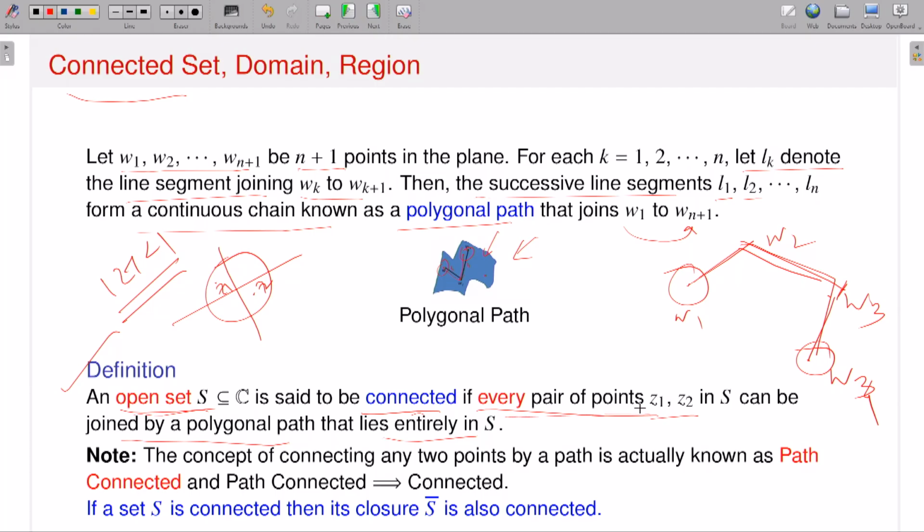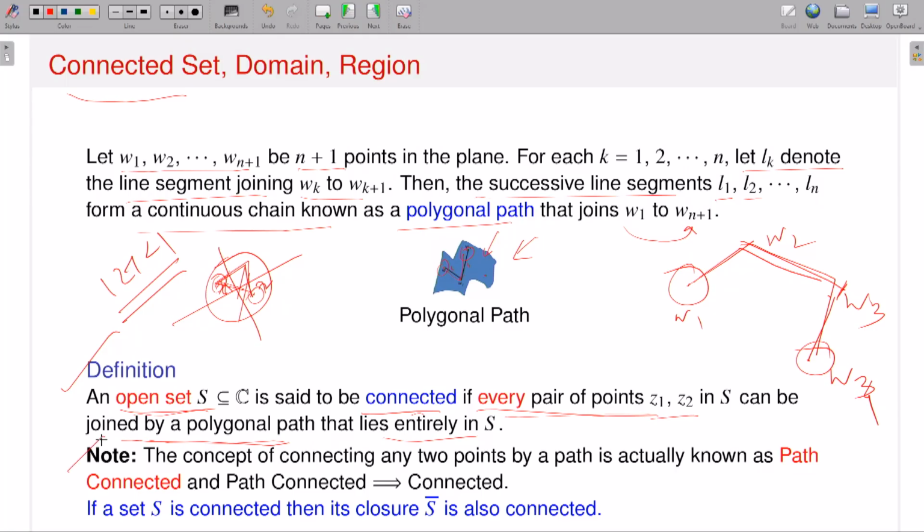That means if I take any pair z1, z2 from that set, it can be joined by a polygonal path. Number one, and number two, that polygonal path should lie entirely in that set. So let me check these properties. Suppose this is my point z1, and this is z2, and I have this polygonal path. In fact you can take the straight line, not an issue. So I can join z1, z2 by this kind of polygonal path, and this path lies fully inside this set, therefore this set is connected.